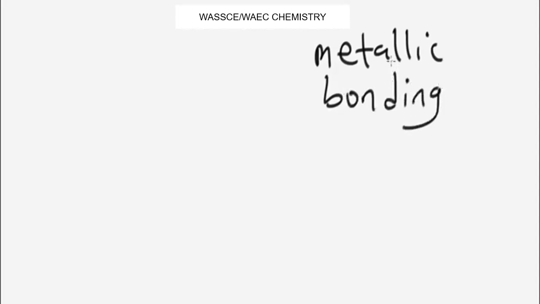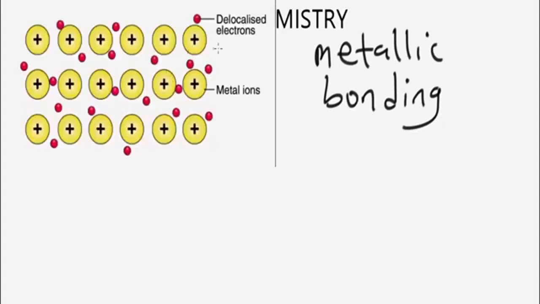Alright, now let's begin by knowing this. Metallic bonding involves delocalized electrons. Very, very important, guys. Metallic bonding involves delocalized electrons. Now let me show you with this diagram. This is a diagram showing the delocalized electrons involved in metallic bonding.